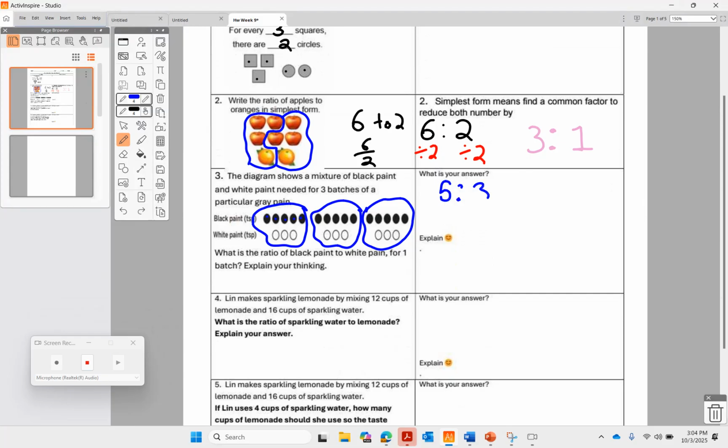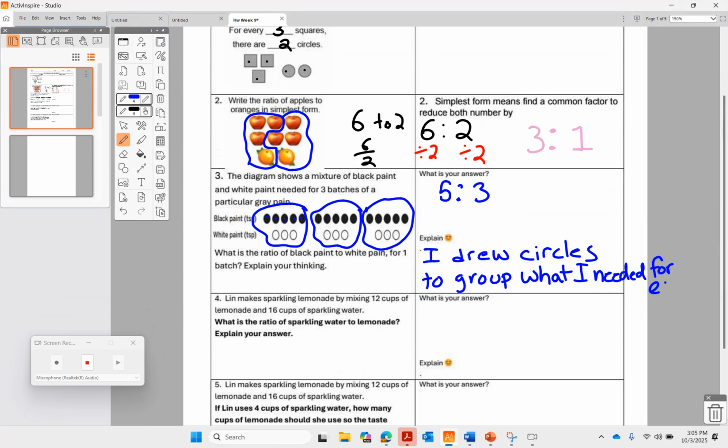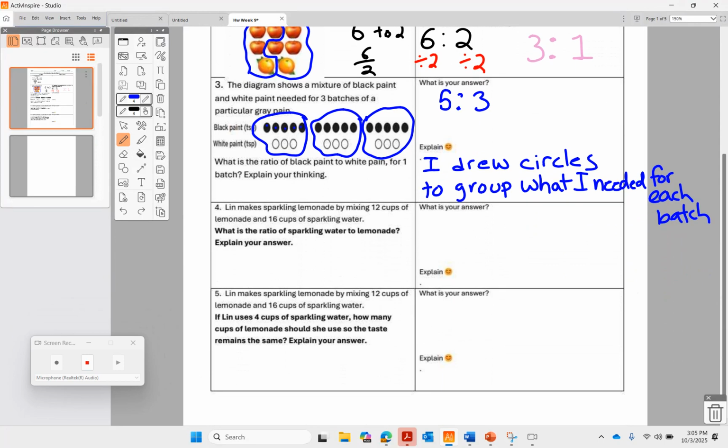And how I explained it is I drew circles to group what I needed for each batch. Okay. So that's the ratio, and that's explaining my thinking.